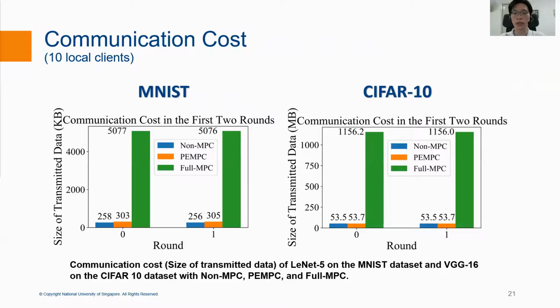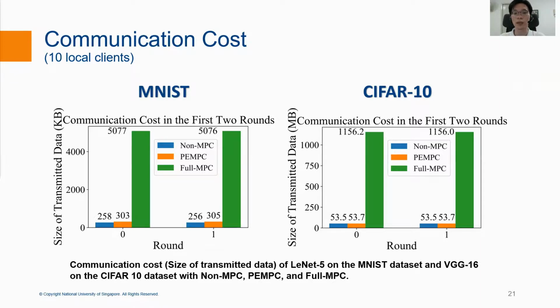And in this experiment, we evaluate the communication costs that occur in one local participant by 3 methods: non-MPC, PEMPC, and full MPC, like the previous slide. On the left figure, we evaluate on the MNIST dataset the communication cost in the first 2 rounds. X-axis is the number of the training round, and Y-axis is the size of the transmitted data in each round. So our proposed method PEMPC only increases the size around 45 kilobytes only.